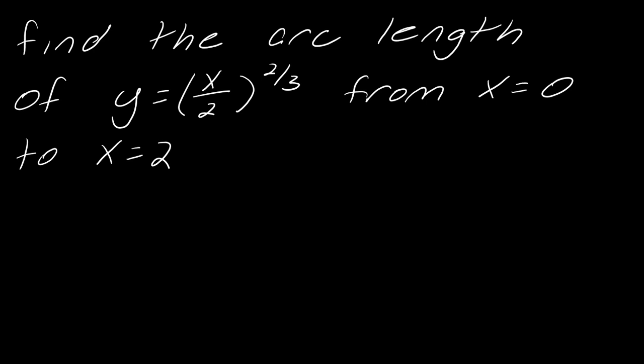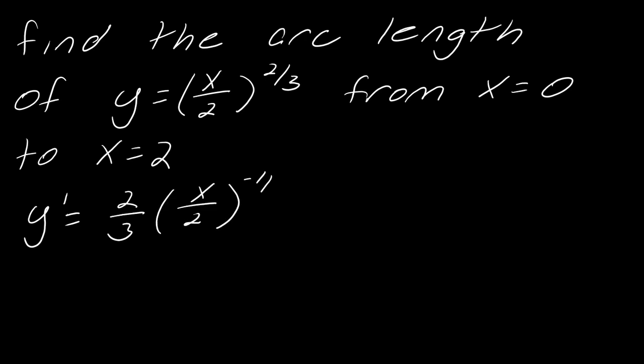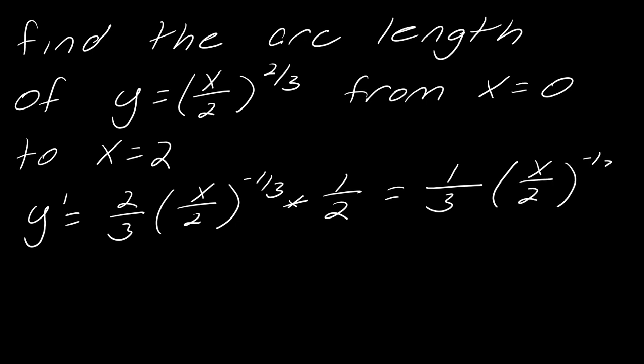Okay, so first of all, to find arc length, I know that I'm going to have to calculate the derivative. So if I take the derivative, this is going to be 2/3 (x over 2) to the negative 1/3, and then take the derivative of the inside, so that's going to be times 1/2. So this ultimately equals 1 over 3 times x squared to the negative 1/3, because these 2's will drop out.